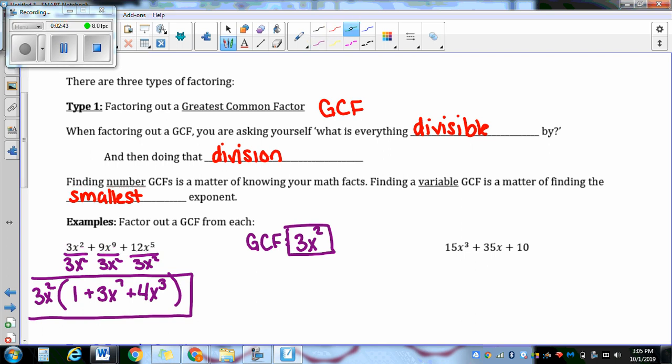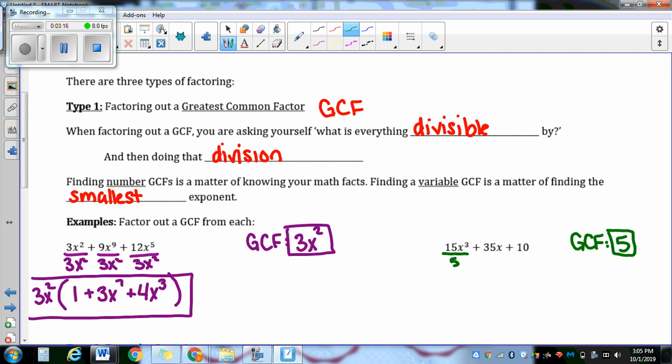So let's try the second one. And I'm going to change colors here for the next one. 15x to the 3rd plus 35x plus 10. So I'm going to come over here and I'm going to think to myself, what is the GCF? Well, I'm going to do numbers first. 15, 35, and 10, those are all divisible by 5. Then this guy has 3 x's, this guy just has a single x, and this guy has no x's. So the GCF here is no x's. The smallest number of x's anything has is none. So my GCF is just 5 this time.